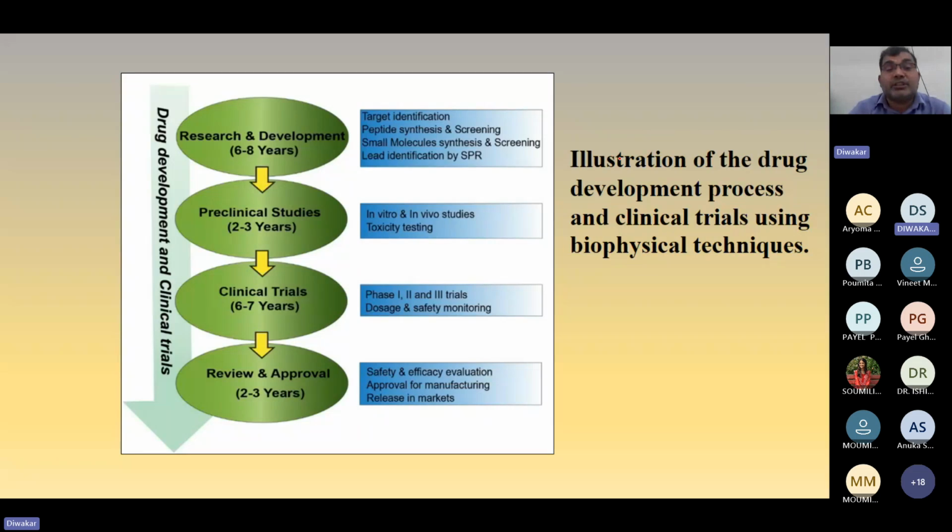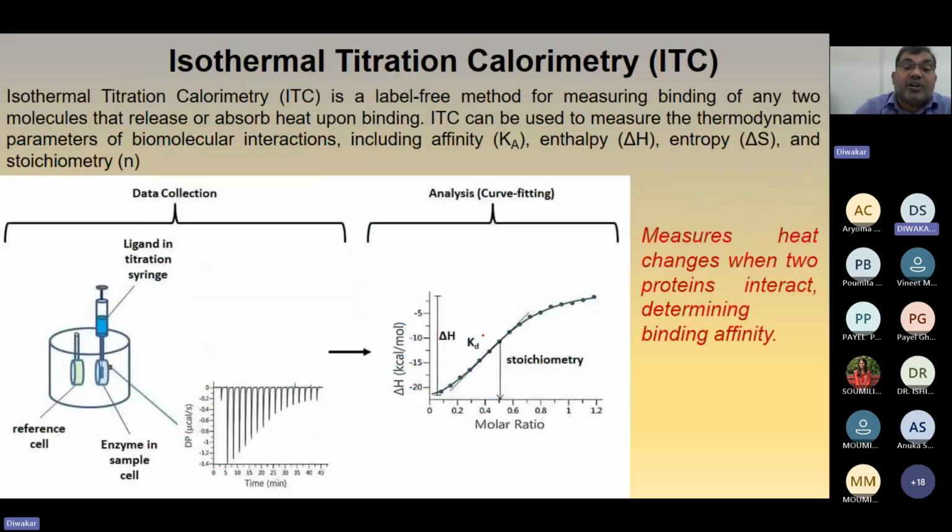As you know, this one is a time-taking process. Initially, you need to identify the target molecules, then go for the protein synthesis, and then the small molecule synthesis, and then screening of the binding affinity by using SPR. Then go for the in vitro and in vivo studies, that is preclinical studies, and then further go for the clinical trials, phase 1, phase 2, phase 3, and then the approval, manufacturing and release into the markets. So this one is a time-taking process. If we identify the drug molecules, it approximately takes 15 to 20 years to launch into the markets. So biophysical techniques are an important process that are frequently used nowadays for the screening of drug molecules or to check the therapeutic potential of the biomolecule inside the cells.